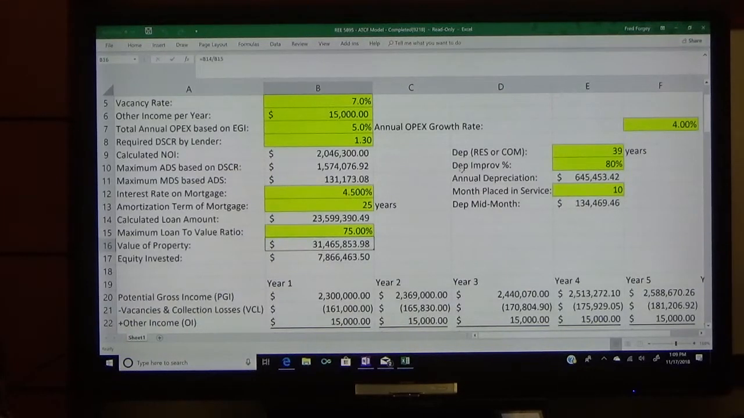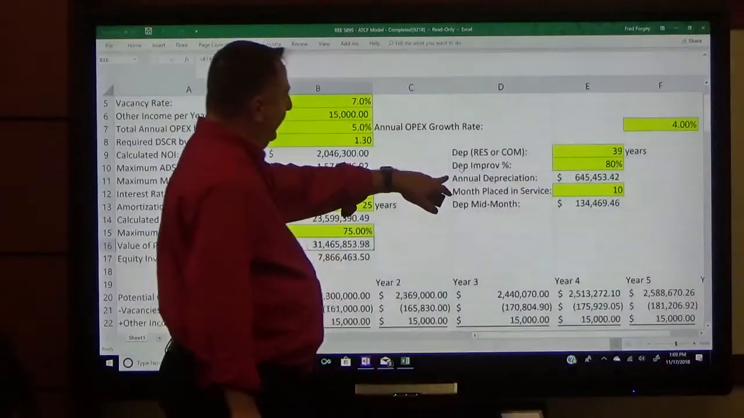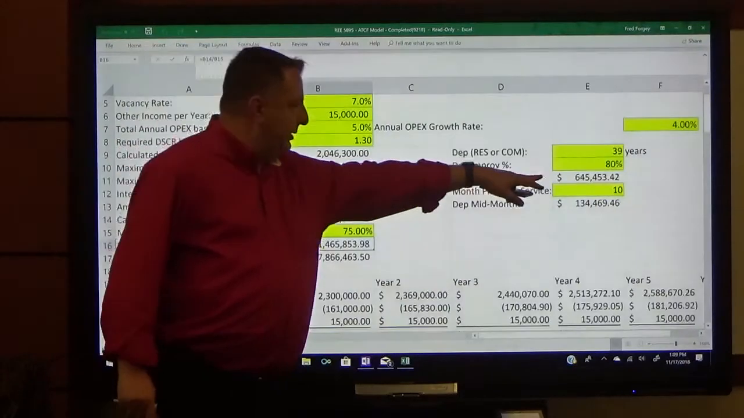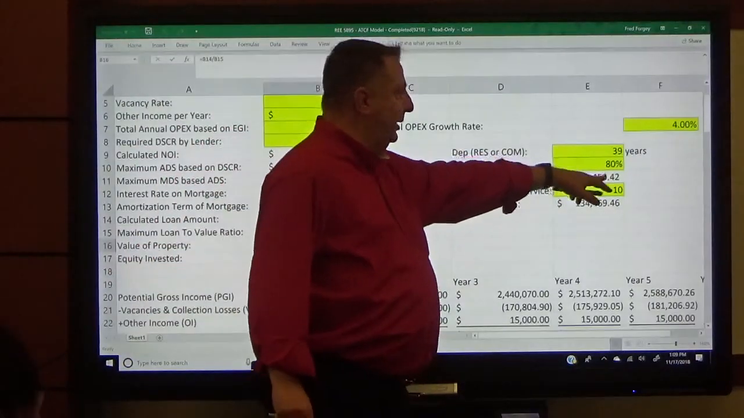So we're going to take that 25 million, 172,682, and divide by 39. And we get $645,453 and some change. That would be the annual depreciation amount per year. Now let's look at what we got up here. Voila. Annual depreciation, 645,453, and some change.